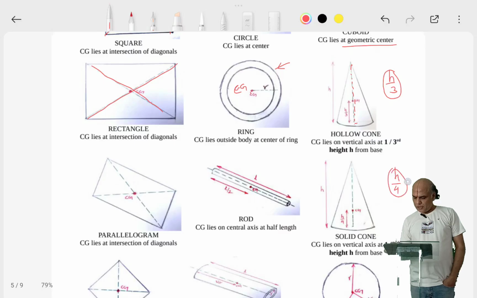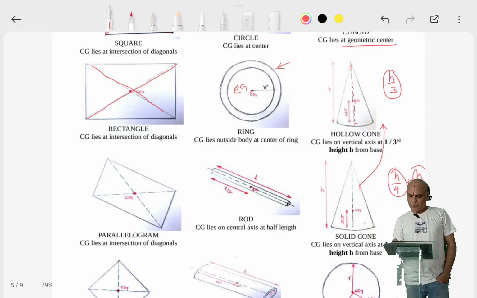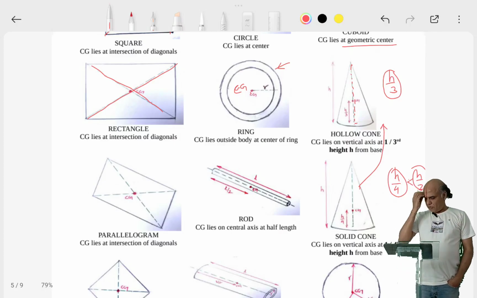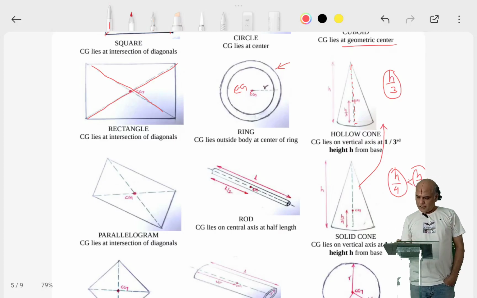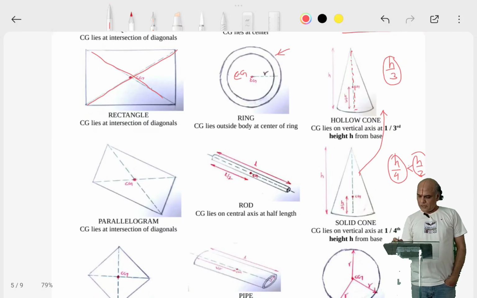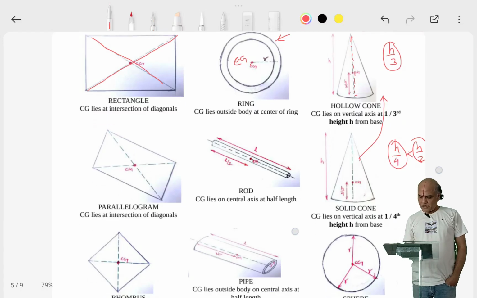So h by 4 is less than h by 3. That means a solid cone is more stable. It displays more stability in equilibrium than the hollow cone, because the CG lies closer to the earth's surface. For a hollow cone, the CG lies along the vertical axis at a height of h by 3 from the base. For a solid cone, it lies at a height of h by 4 from the base.